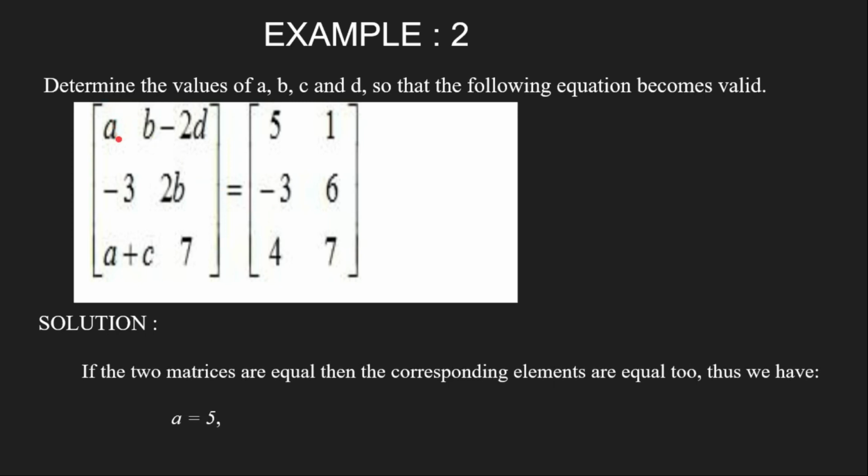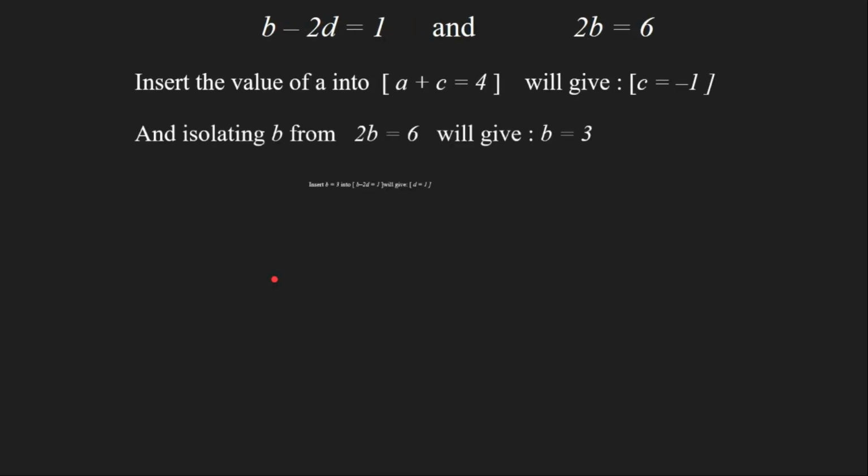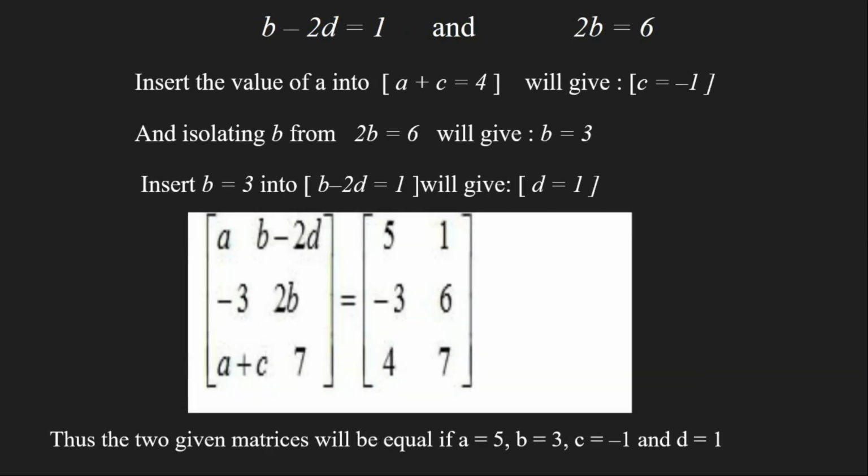Thus we have, first of all, the corresponding element of A is equal to 5. So A is equal to 5. Now we are done with this; we know the value of A. Now we have to move on to the second thing. As you are seeing here, A plus C is equal to this. Now move on to the second thing, guys. Here B minus 2D is equal to 1. The corresponding element of this one is this, so it should be equal to 1. And here you can also say 2B should equal 6.